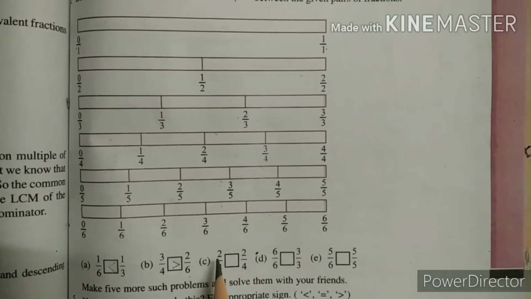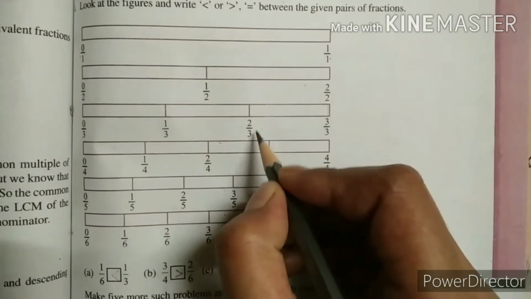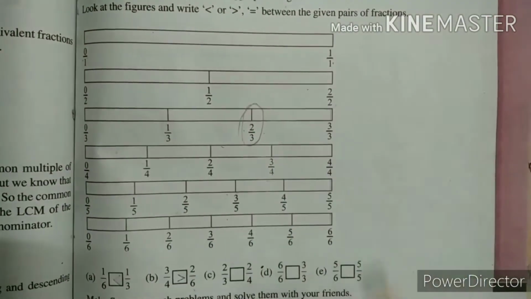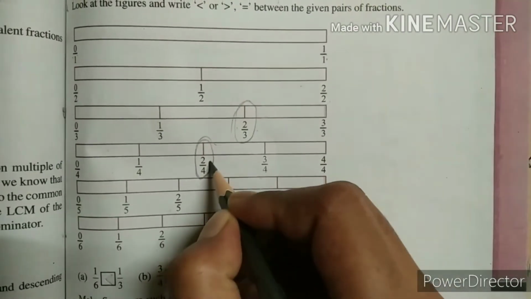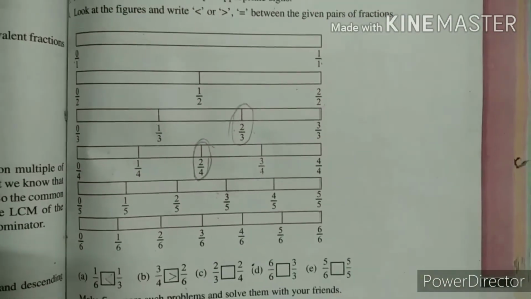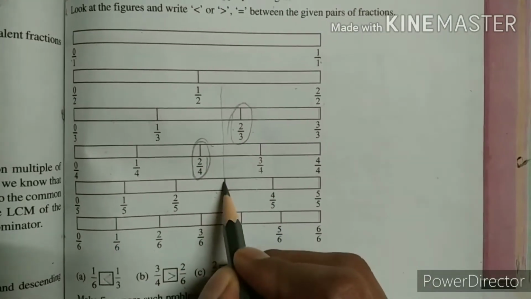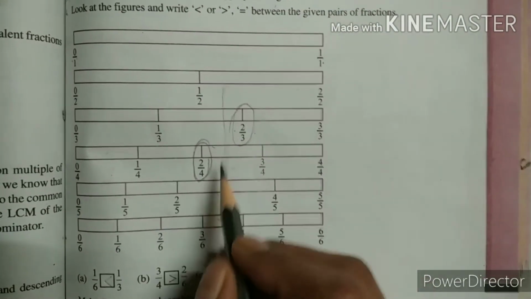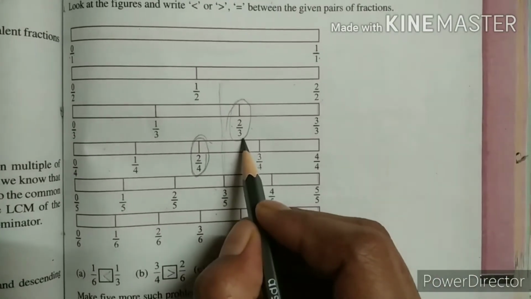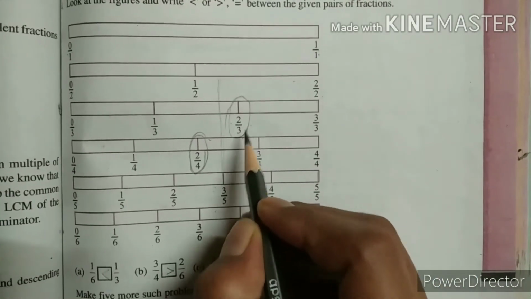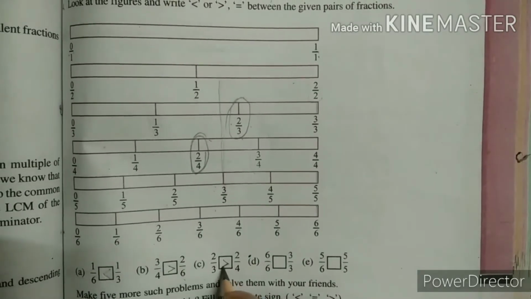Now see 2 by 3. Here is 2 by 3. Now 2 by 4. Here is 2 by 4. Which is greater? You can just see easily here. I drew a simple line. On the right hand side we have the greatest value. On the right of the line 2 by 3 is there. It means 2 by 3 is greater.